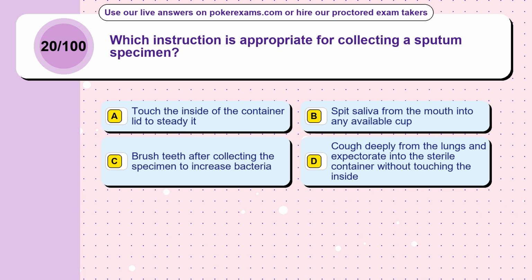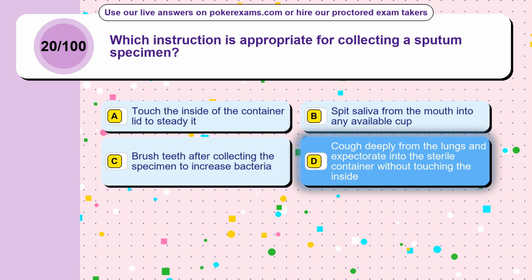Question 20. Which instruction is appropriate for collecting a sputum specimen? Option A. Touch the inside of the container lid to steady it. Option B. Spit saliva from the mouth into any available cup. Option C. Brush teeth after collecting the specimen to increase bacteria. Option D. Cough deeply from the lungs and expectorate into the sterile container without touching the inside.